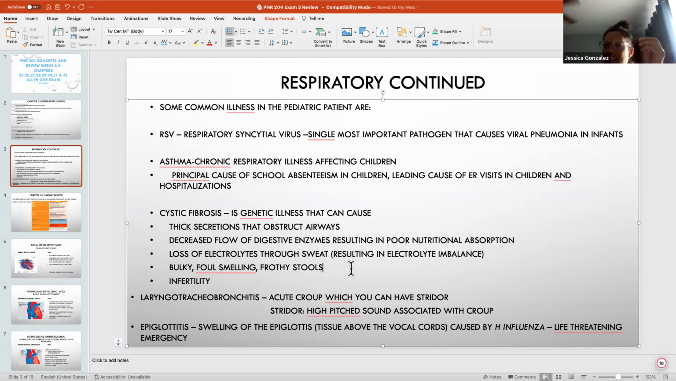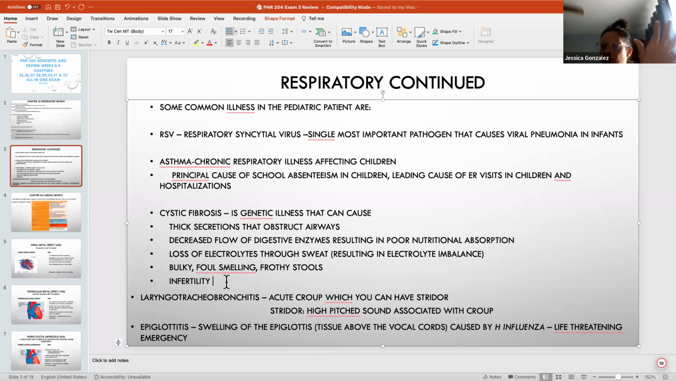And is that why they say they taste salty when you kiss them? Yeah, yeah, yeah. Okay. And they literally do. And they tend to have these bulky, foul smelling stools. This has to do with their inability to digest fat in particular. And then it also causes infertility.